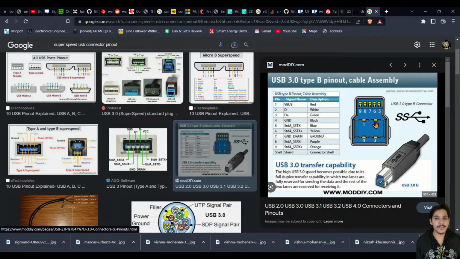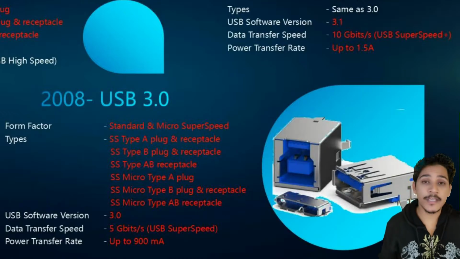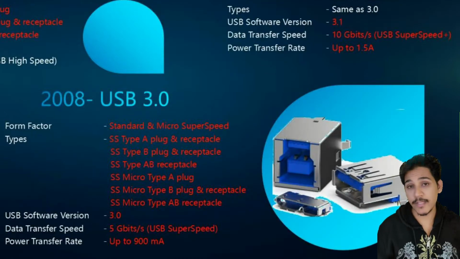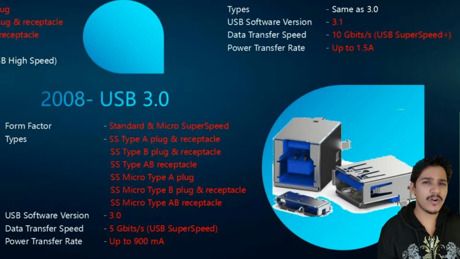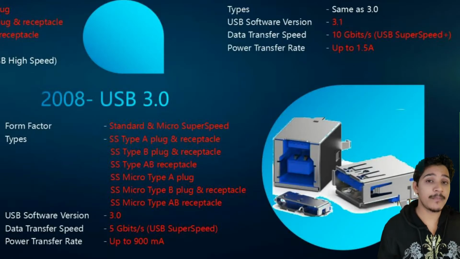And because of this we have some improved data transmission. Here you can see the data transmission is 3 gigabits per second, but previously it was 480 megabits per second. You can see there's a very huge improvement in terms of speed and almost double the power. Previously it was 500 milliamp and now it is 900 milliamp.